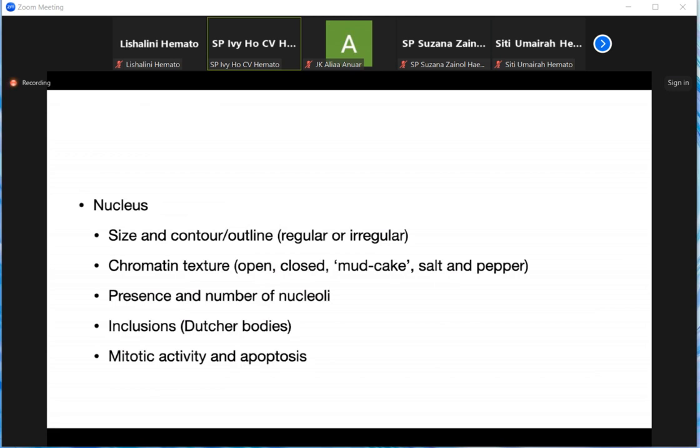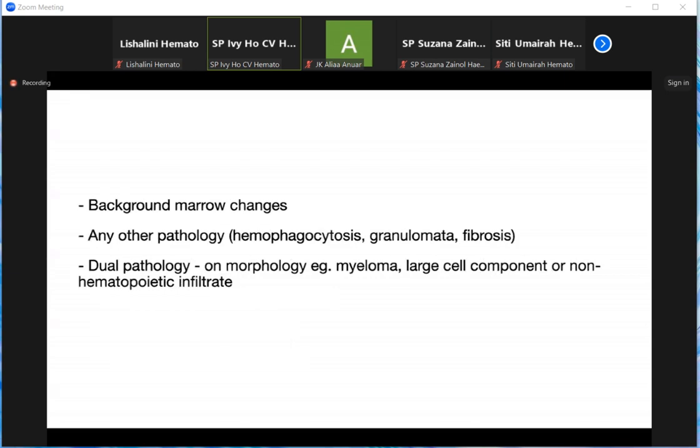Now look at the nucleus of these lymphoid cells: the size, the contour, whether they are regular or irregular, whether the chromatin is open, closed, salt and pepper, or mud cake appearance, and the presence or absence of nucleoli. If they are present, how many, whether there is one big, very prominent nucleolus or multiple small nucleoli. Inclusion bodies, like Dutcher bodies, the mitotic activity in the cells, and whether there are apoptotic bodies.